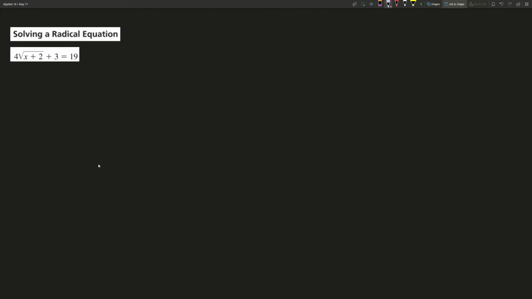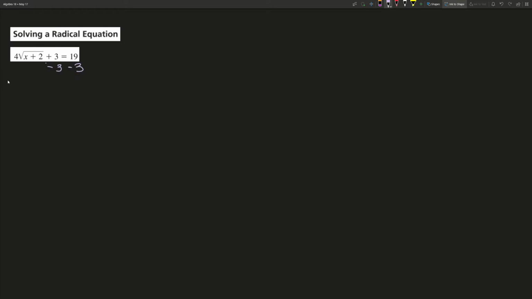Now we're moving to a problem that's slightly more difficult. Alright, so for this one, once again, we need to get rid of anything that's outside of the radical. So that includes this 4 and that includes this 3. Which one should we get rid of first? We want to start with addition and subtraction first. You could technically start with multiplication and division, but it's easier to start with addition and subtraction. It's less work for us in the end.